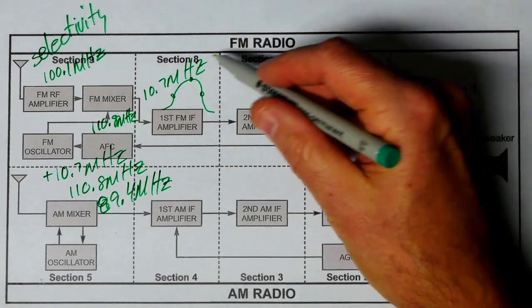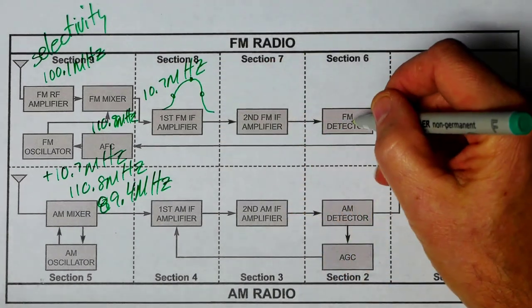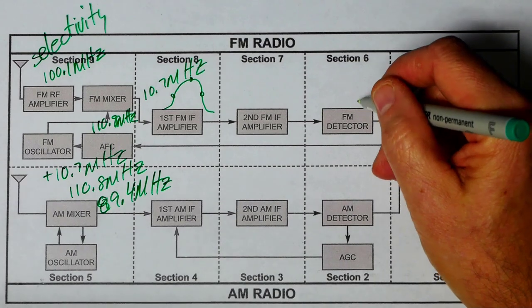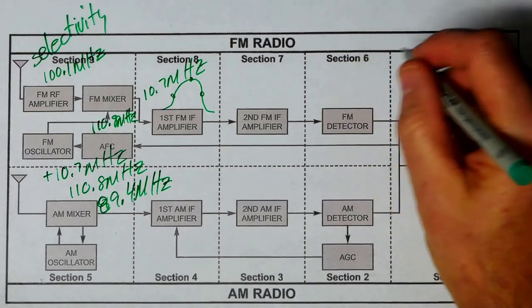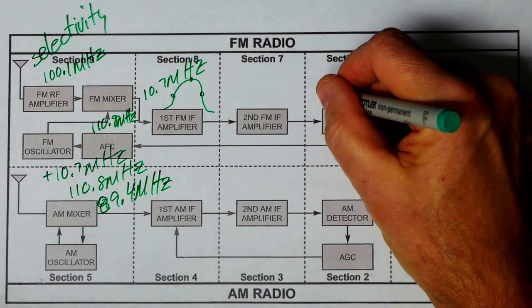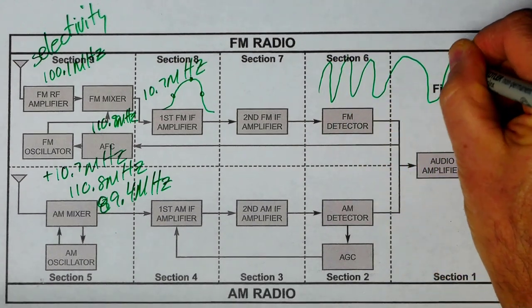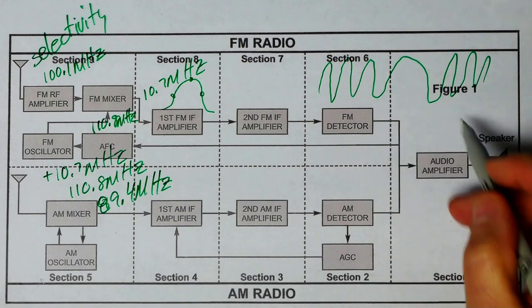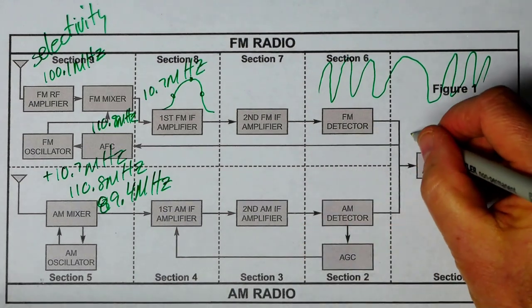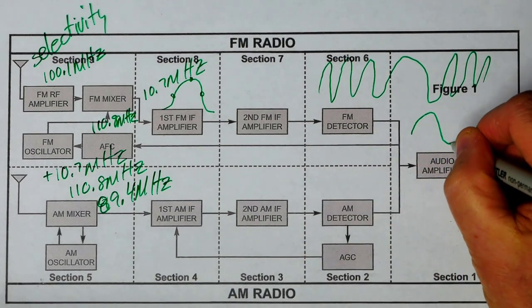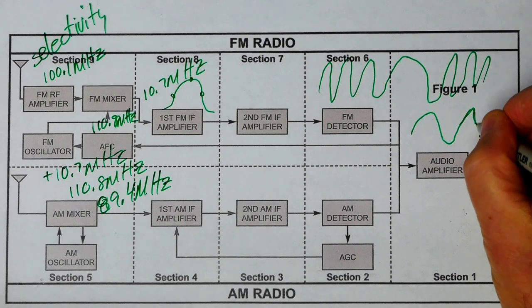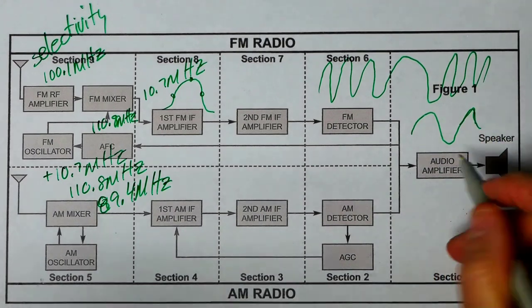Once we get through these amplifiers, we end up at the FM detector, and its job will be to take that varying frequency and turn that back into a nice audio signal of whatever it might be, and pardon my drawings.